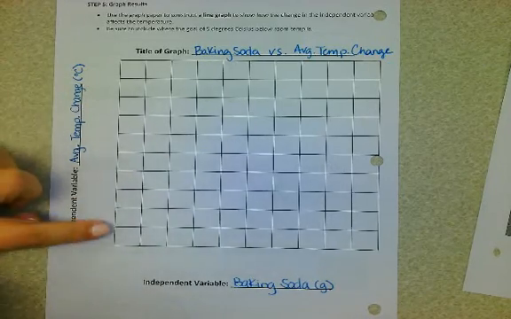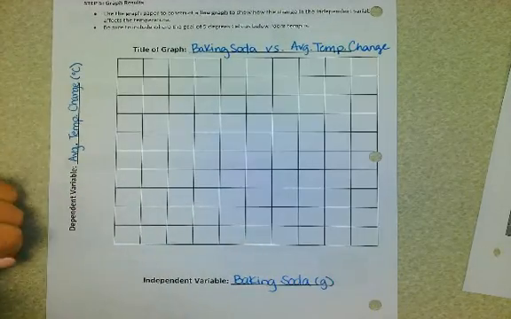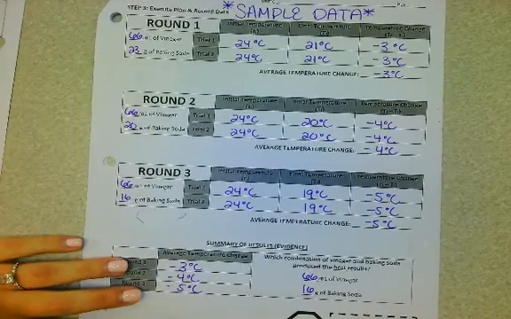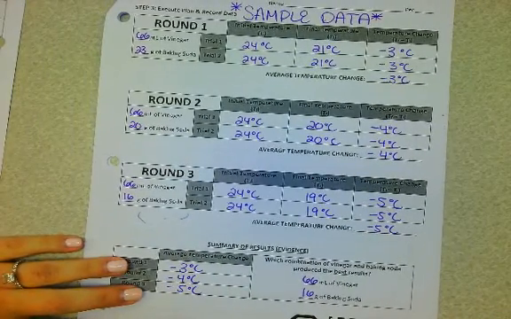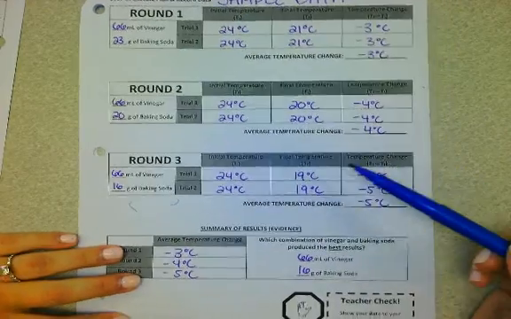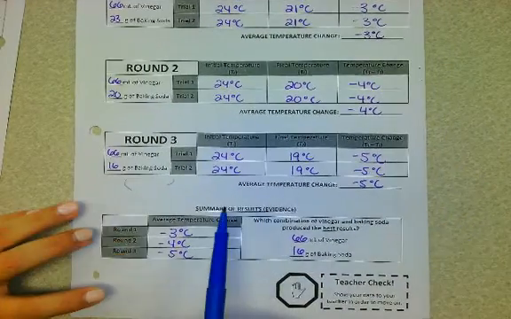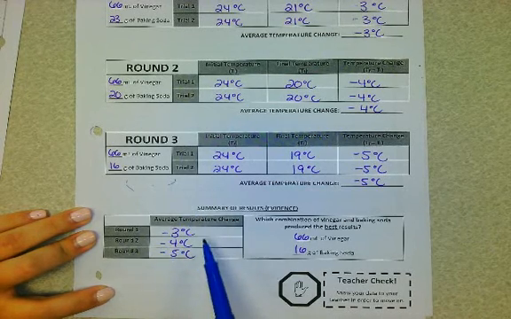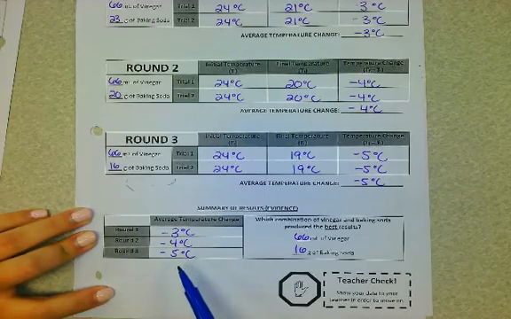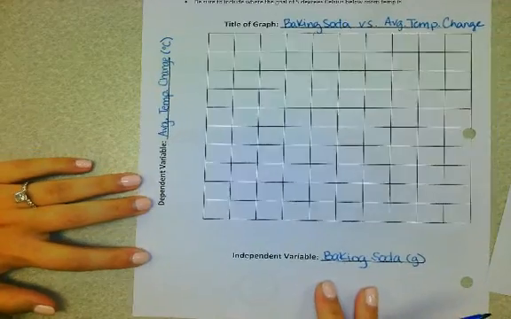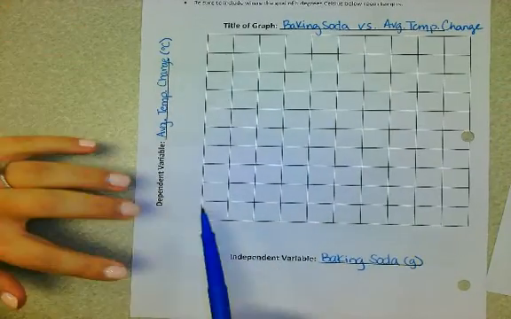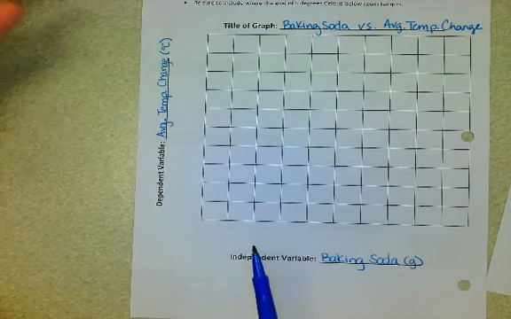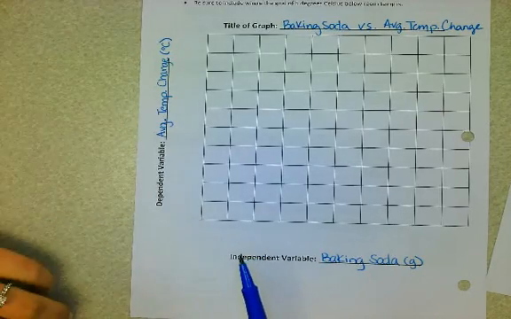Now the next step is to set your scale. You have to set your scale for your y-axis and your x-axis. To do that, you have to look at your data. We're going to start with our y-axis. Our y-axis, if you remember, is your average temperature change. So for that, you're going to want to look over here. Now we have a very small difference in these numbers. When you're setting your scale, you always want to go up by the same increment. Each line should represent a specific number, and you should go up by that number every time.